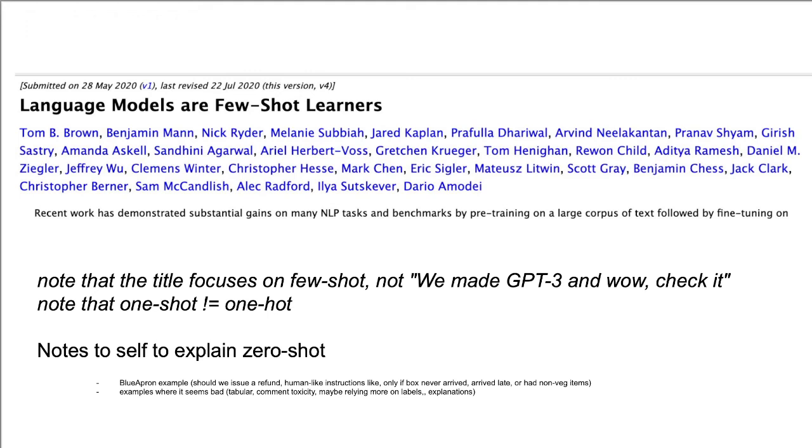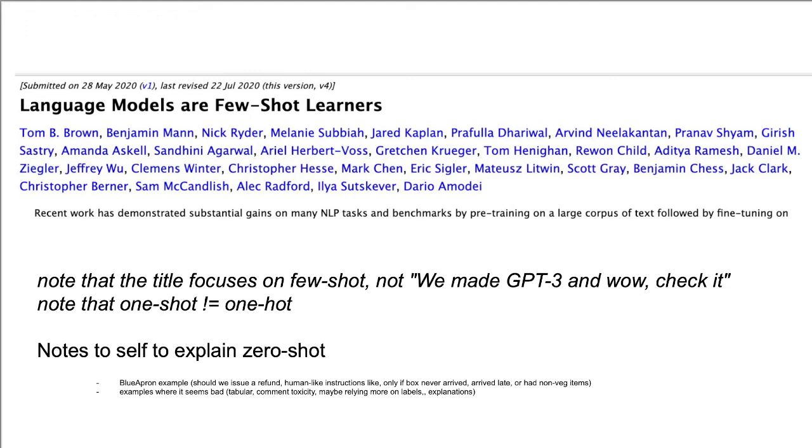This isn't the same thing as one hot. That's like a tabular data thing that we don't do anymore. And I also wanted to shout out that a zero shot example is, instead of showing any examples at all, you just write a description of what you want to do.